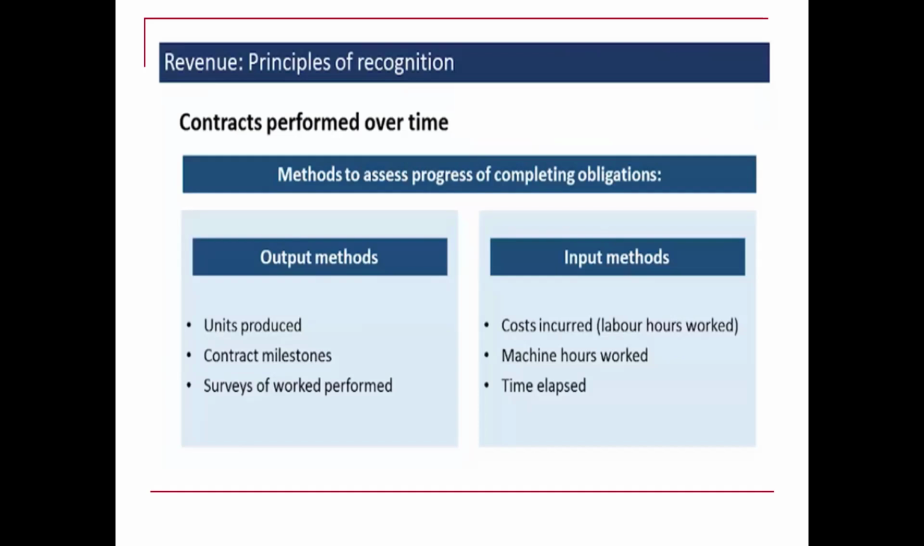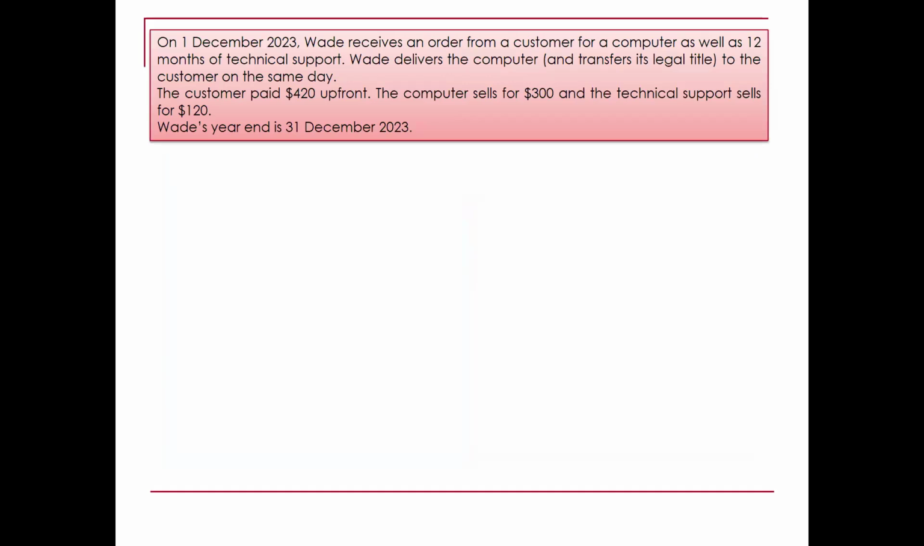So we are going to look at examples on how the output method works and how the input method works. But before we do that, let's practice in terms of the 5 steps. So on 1 December 2023, we had received an order from a customer for a computer as well as 12 months of technical support. Word delivers the computer and transferred its legal title to the customer on the same day.